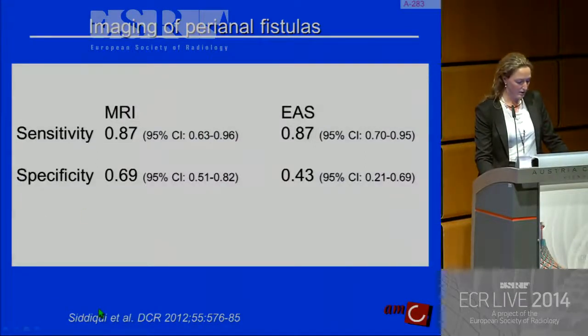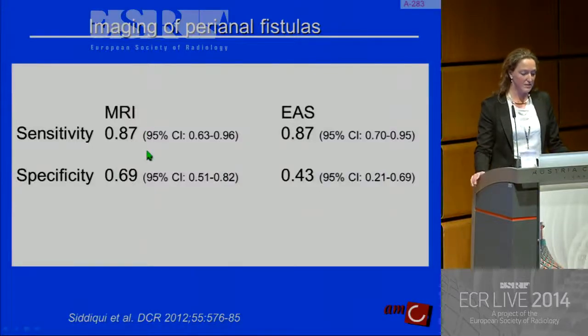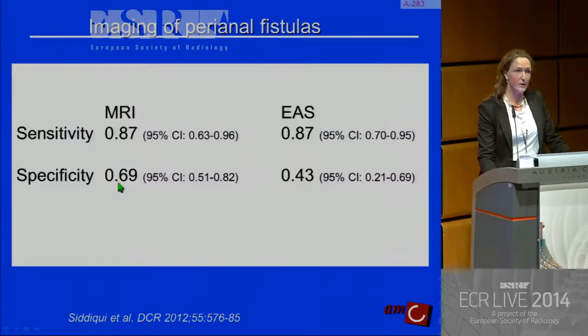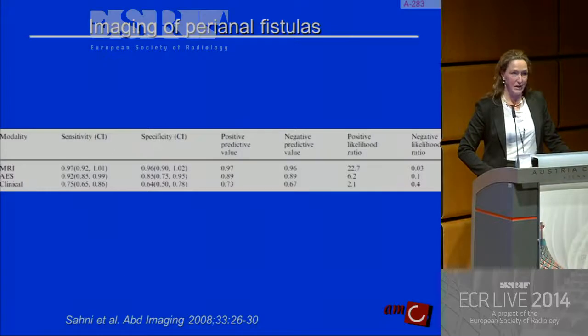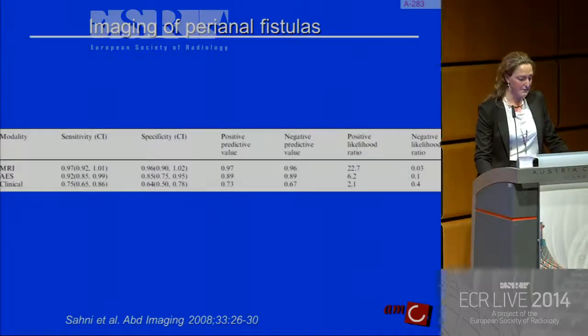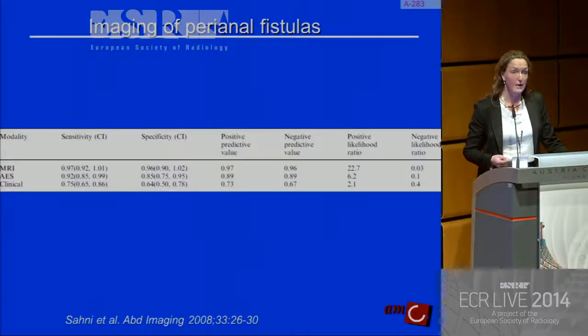Siddiqui and colleagues performed a review that was published in 2012. In this article it is stated that the sensitivity of MRI and endo-anal sonography are comparable, both 0.87. Whereas the specificity is lower for both techniques: for MRI it's 0.69, and for sonography it's 0.43. Another, slightly older review by Sahni, 2008, says that in this article, MRI, sonography, and clinical evaluation were compared.